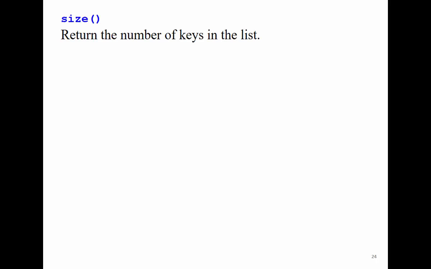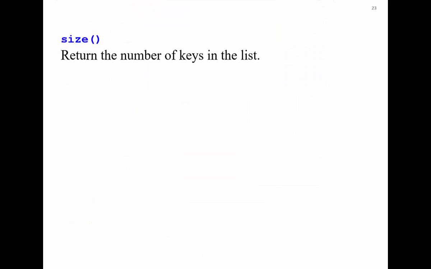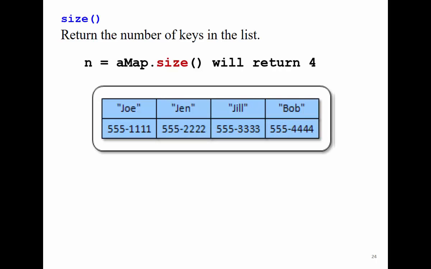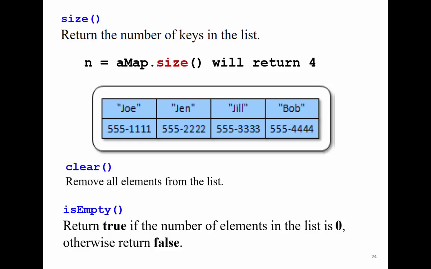Size. It will return the size of the key list. The size of this map will be 4. You can clear. Clear removes all the elements from the map. Is empty, you can ask if this map is empty.